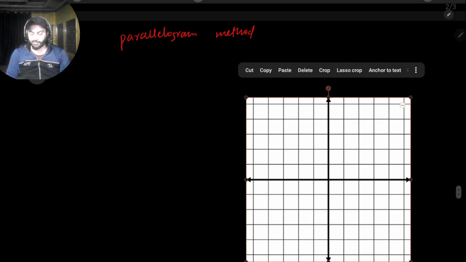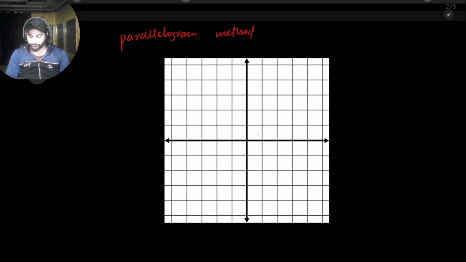Similarly, if we again have two vectors like this, a vector like this and then a vector like this. What is the parallelogram method? It says to just complete the parallelogram. How can we complete it? Draw a line parallel to this one, like this, and then draw a line parallel to the other one, like this. Now the diagonal of this parallelogram is the resultant vector.